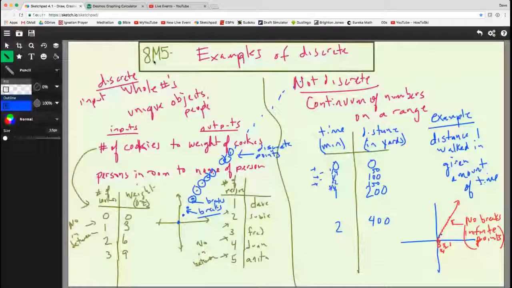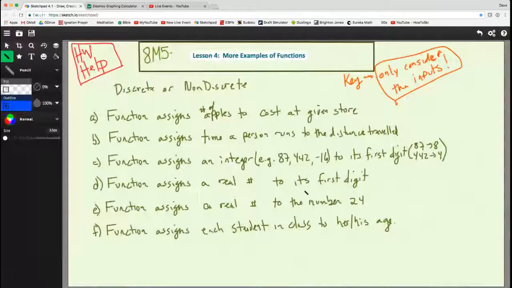And this is what your homework is going to involve. Now, remember, when we're identifying discrete or non-discrete, we only consider the inputs. We don't care about the outputs. So let's see if you can pause and identify which of these are discrete and not discrete. And if you do that, you're going to really be doing great. Okay, so now I assume you're back. So now let's look at this.